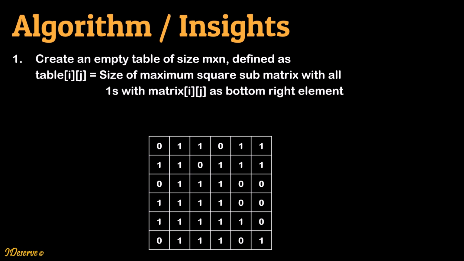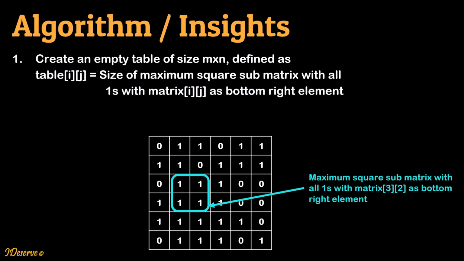Consider the following matrix. Let us take i equal to 3 and j as 2. So maximum square submatrix with all ones with matrix 3 2 as bottom right element has size 2. So table 3 2 will have value 2. I hope this is clear. So the first step was to create an empty table having same size as of input matrix. Now let's move on to next step, where we would populate values in the newly created empty table.